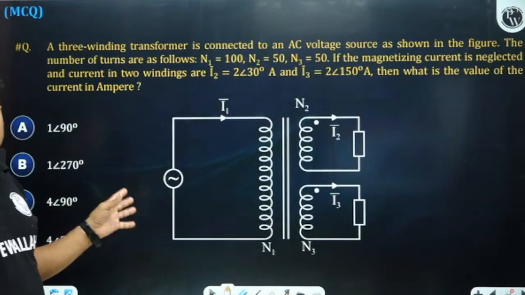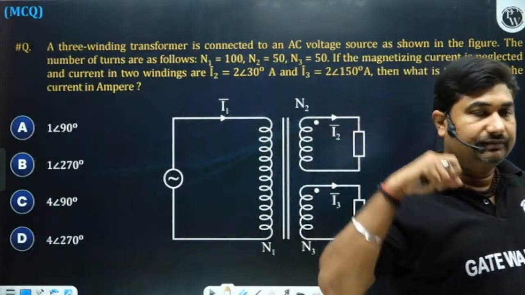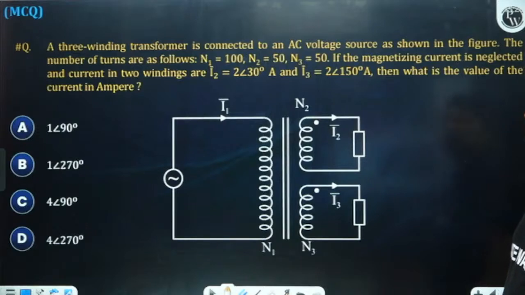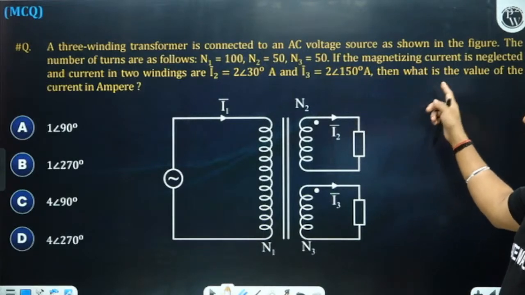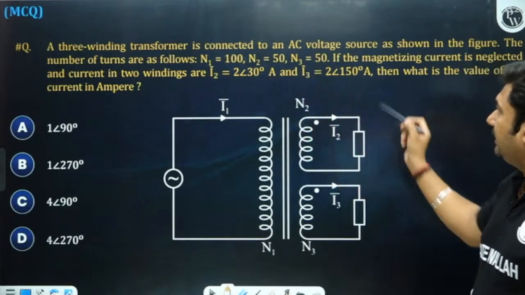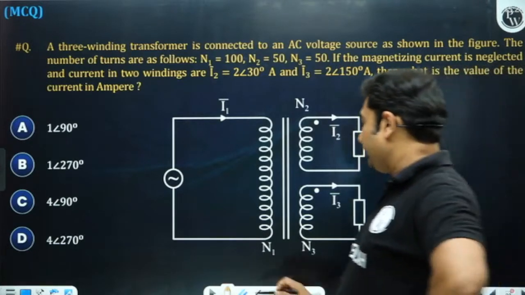Let's talk about one 3-winding transformer concept also. Please observe. A 3-winding transformer connected to an AC source is shown in the figure. The numbers of turns are as follows: N1, N2, N3. If the magnetizing current is neglected, the currents in the two windings, I2 and I3, are 2 ampere at an angle 30 and 2 ampere at an angle 150. What is the value of the current in ampere?